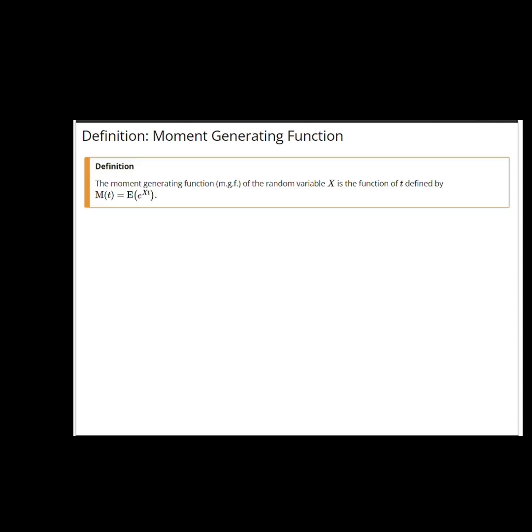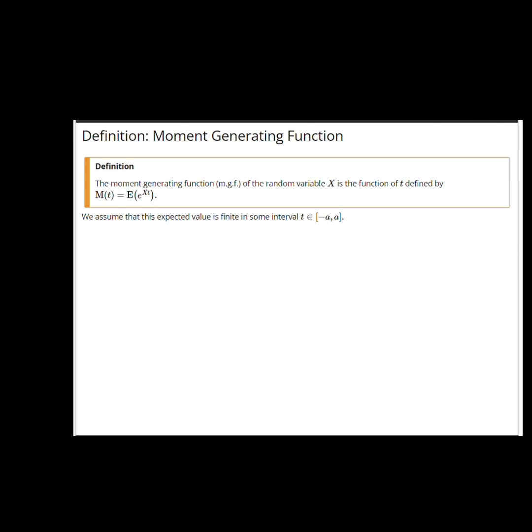Definition of the moment-generating function. The moment-generating function, we'll shorten that to mgf, of a random variable x is a function of t, defined by m of t as the expected value of e to the xt. And of course, for this to make sense, we need this to be a finite value, at least in some interval of values of t.